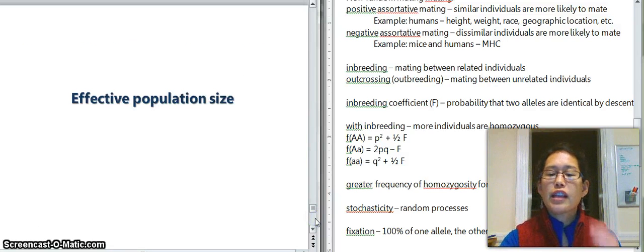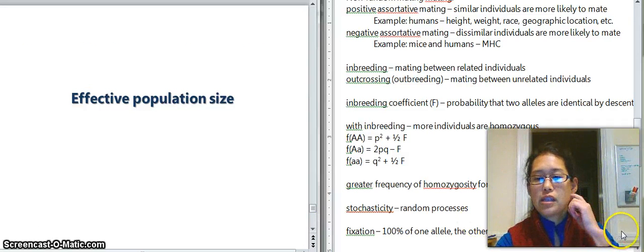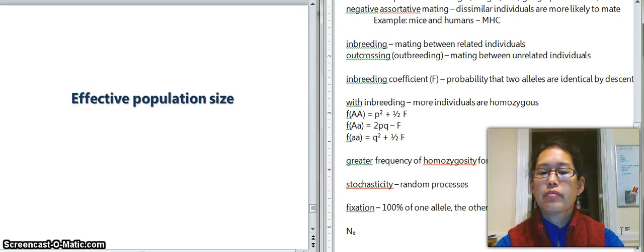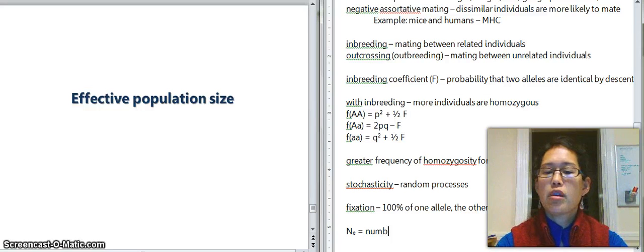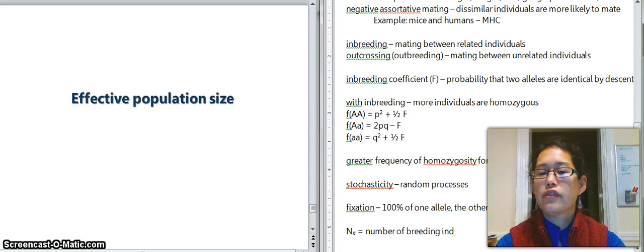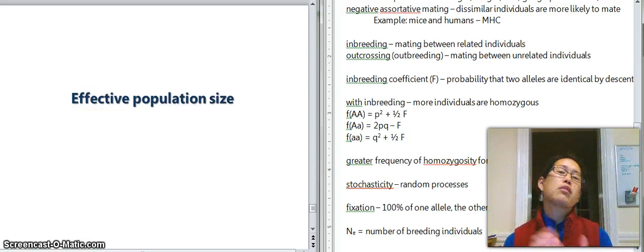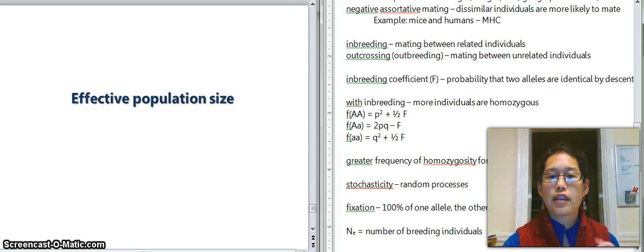Okay, effective population size is something that we talk about in population genetics, and it is designated by N sub E, and it is the number of breeding individuals. Because up until this point, we've been talking about population sizes by the total number of individuals, but really it's the number of individuals that breed that matter. Big population, maybe only a few individuals are breeding, and that's the population size that we're most interested in.